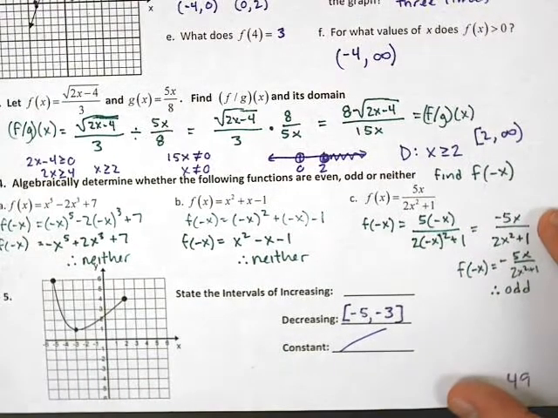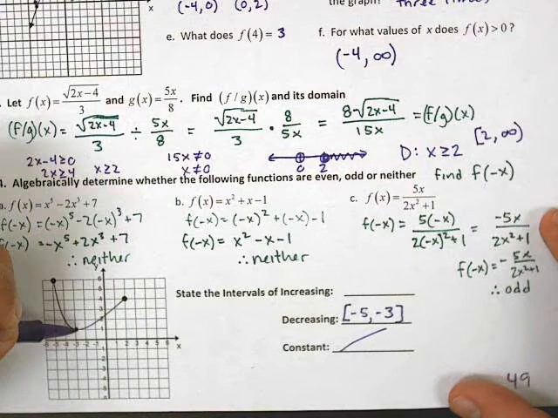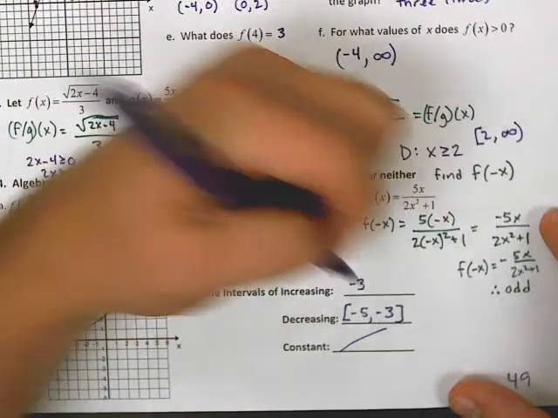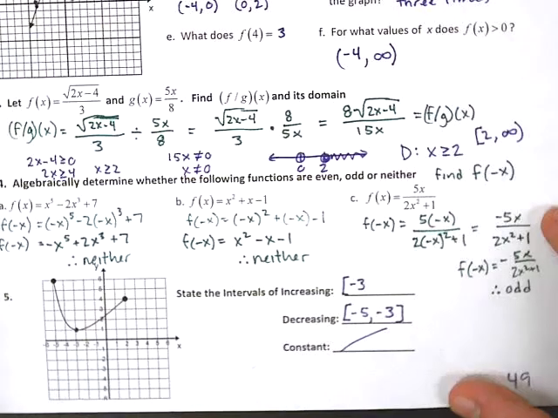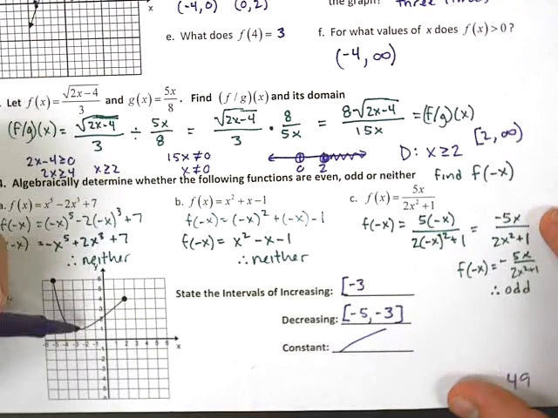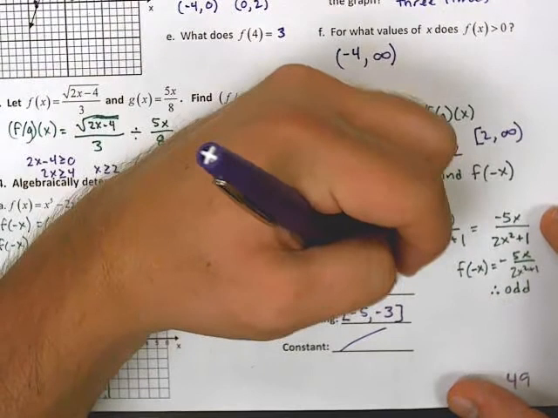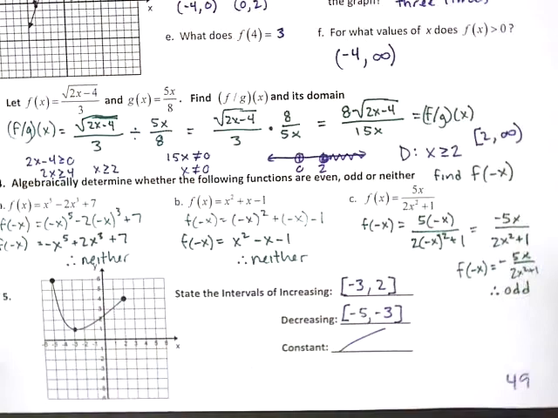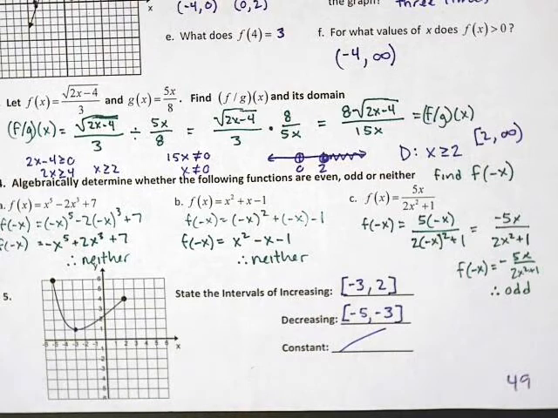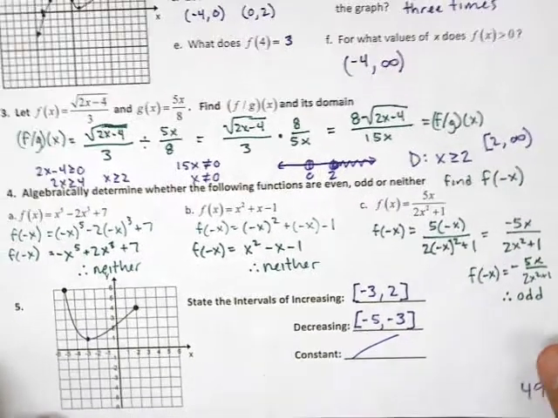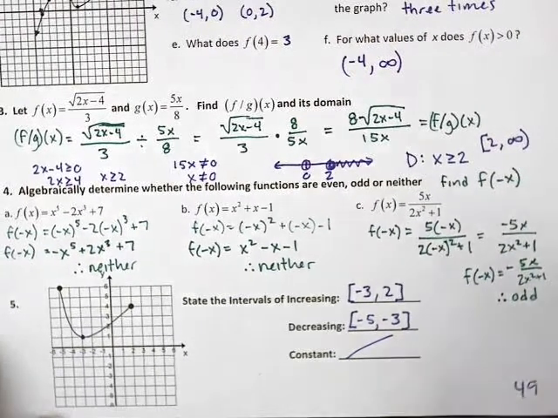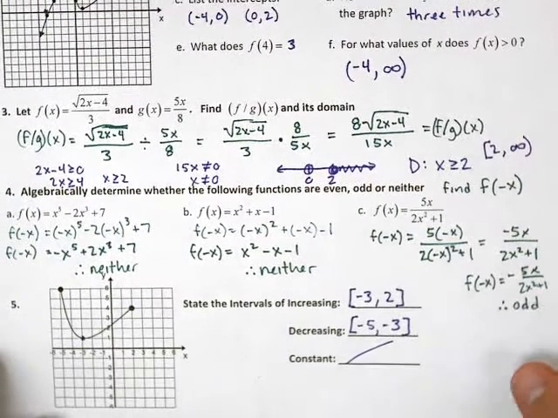What about increasing? Well, I start increasing at -3, and again, it's a closed circle, so let's bracket it. And I increase all the way till x equals 2. And again, it's closed, so I bracket it. Alright, so make sure to go back over anything you need to review from this recap video. All of this is fair game for your quiz.